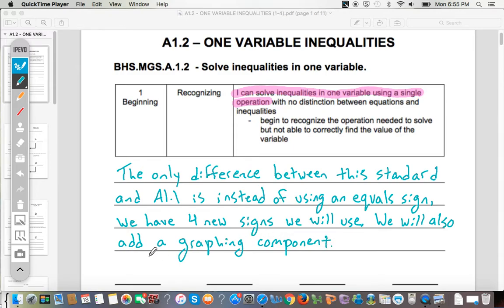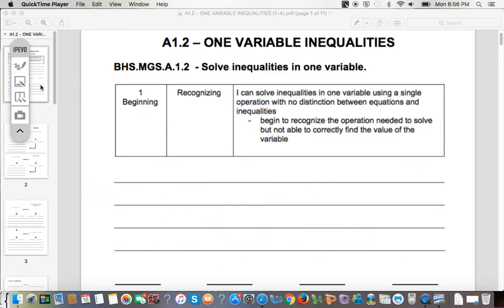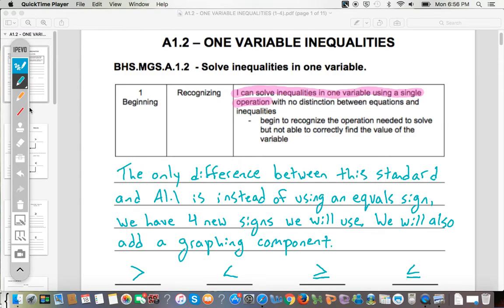Great. So I know the signs you have most likely seen before, and we'll jump into those in a second, but let me just draw them here. As I said, instead of dealing with an equal sign, we will be dealing with these four signs. And from left to right, they are greater than, less than, greater than or equal to, and less than or equal to. Pause the video if you need more time.